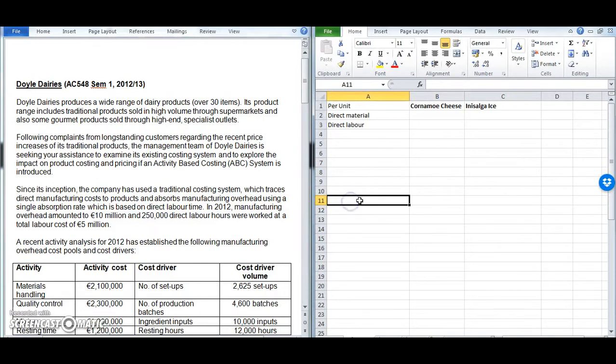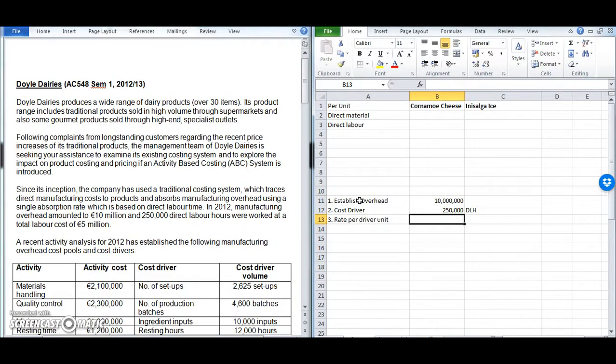So going back, what are the typical steps? In a traditional system, step 1, establish the overhead, and in this case we already know it's 10 million from the question. Second step, the cost driver, and in this instance we typically use a volume-based driver, direct labour time. So we know it's 250,000 direct labour hours. You can put here DLH. Next is the rate per driver unit.